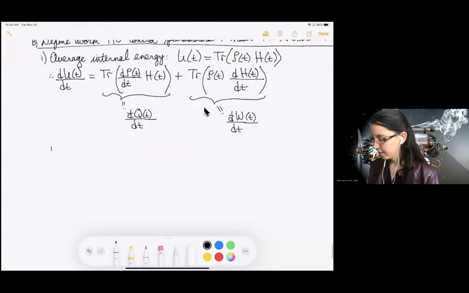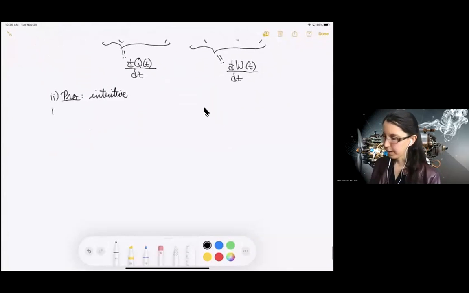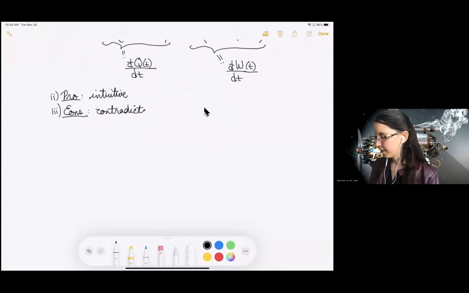These definitions have arguably the advantage of being somewhat intuitive. On the other hand, they contradict the definitions in condensed matter of heat.